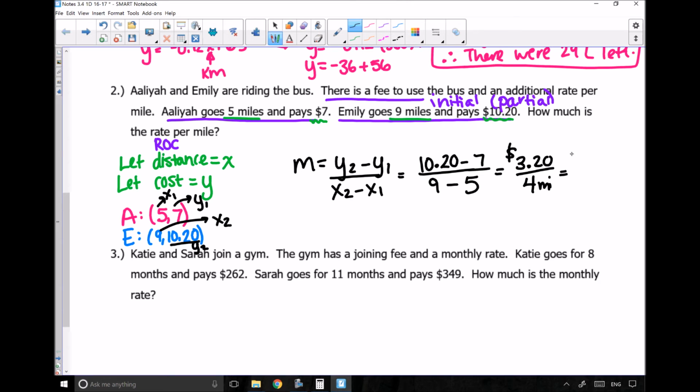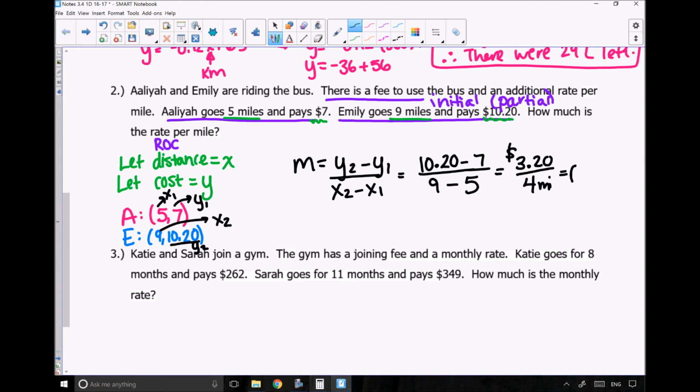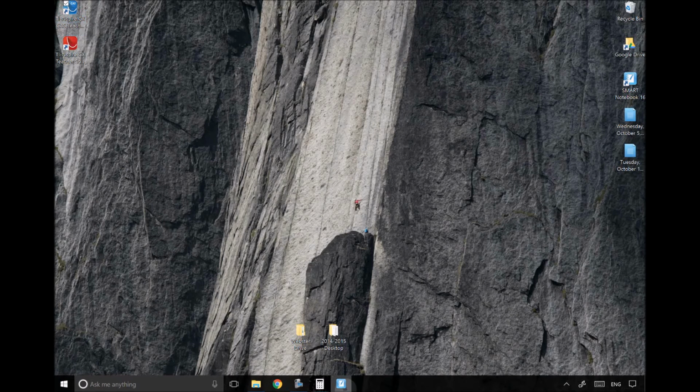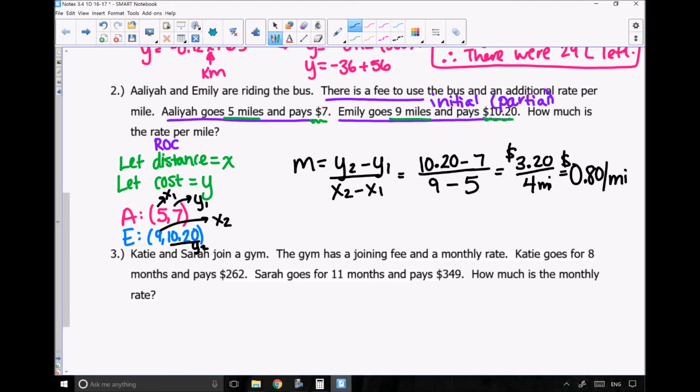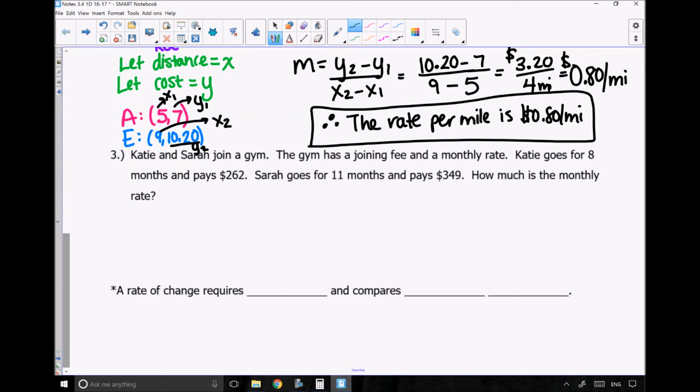So what this means when I divide this, if I divide 320 by 4, I should get 80 cents. So this is telling me that it's 80 cents per mile. So therefore, right here we're going to say therefore the rate of change, or the rate per mile, is 80 cents per mile. Okay? Remember, slope is our rate of change, but our rate of change just has a unit on it.